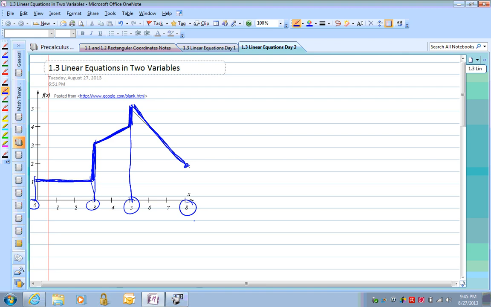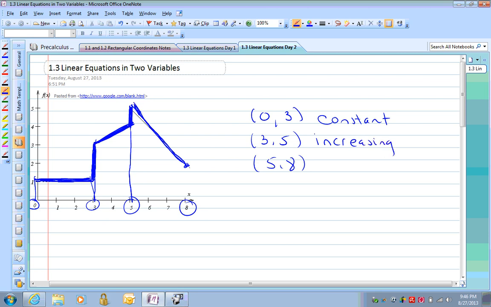So let's just talk a little bit about that one more time. We have the interval from 0 to 3, the interval from 3 to 5, and the interval from 5 to 8. From 0 to 3, our graph is constant. From 3 to 5, this positive slope would mean it was increasing. And from 5 to 8, our slope is negative, so our function is decreasing.